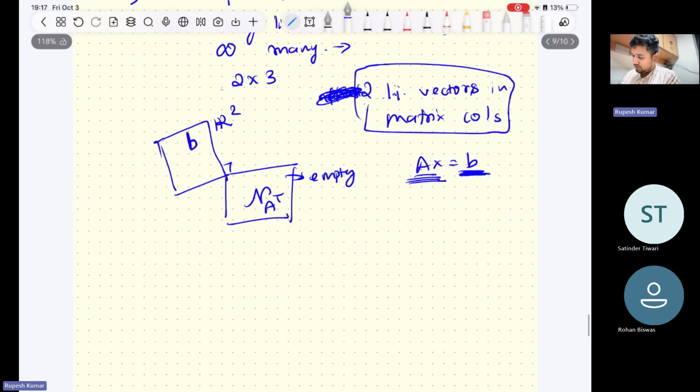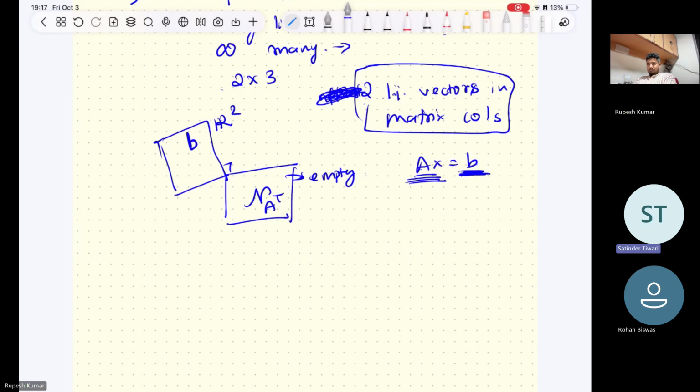Let me do this. No, but R2 space is the general canonical space, right? And you have as many vectors as you want to span the entire space. So then, what is the extra space where you are getting this?